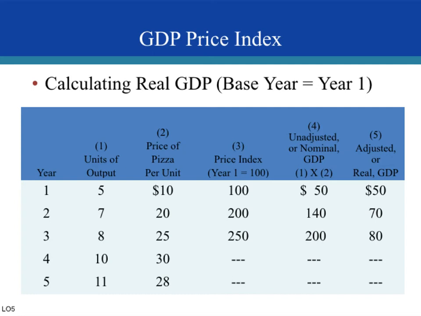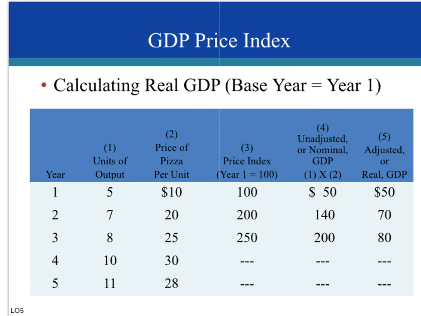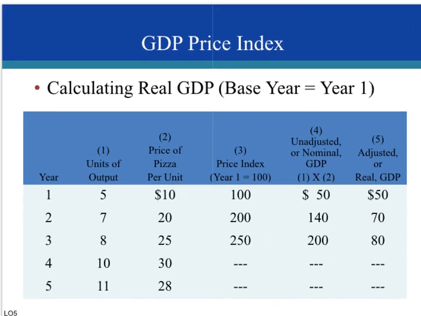Okay, so we're going to multiply 7 current year, so this is year 2 outputs, with base year prices of 10. So 7 multiplied by 10 gives us 70. This will give us 200 for the price index.